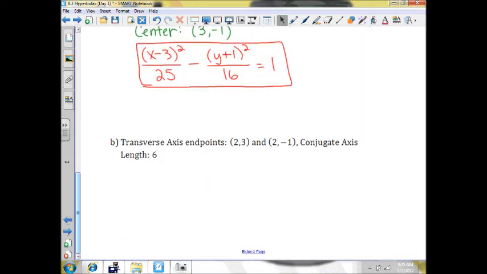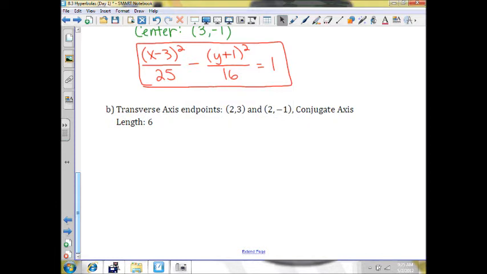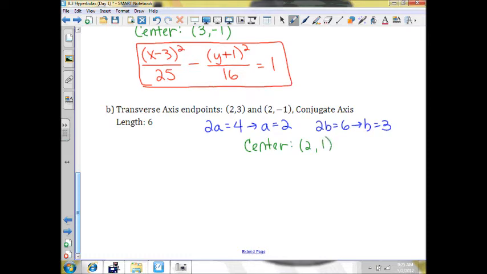Now for part B, it says the transverse axis endpoints are (2, 3) and (2, -1). That means 2a will equal 4, a will equal 2. Conjugate axis length is 6, that means 2b will equal 6, b will equal 3. Our center is the midpoint between (2, 3) and (2, -1). Well, it's going to be 2 here. Halfway between 3 and -1 would be 1. So there's your center.